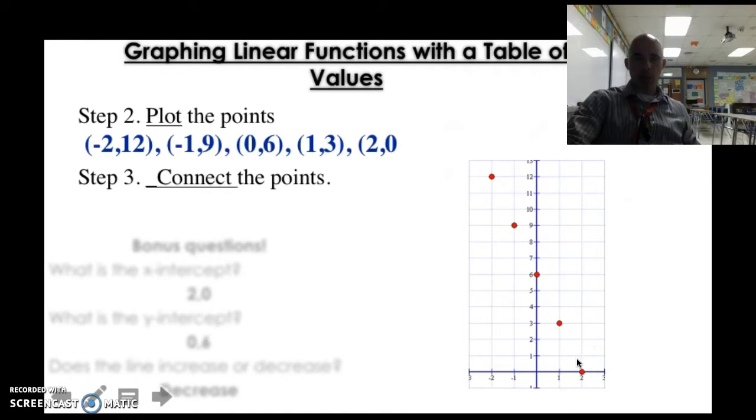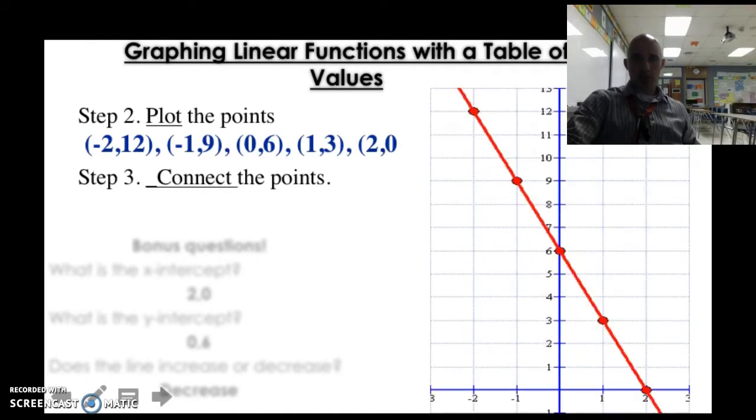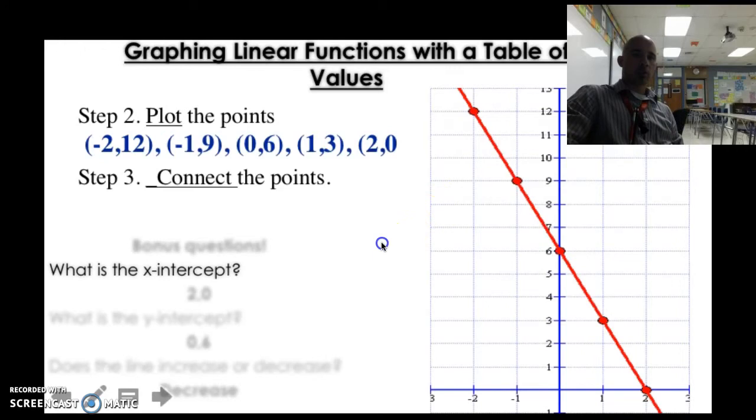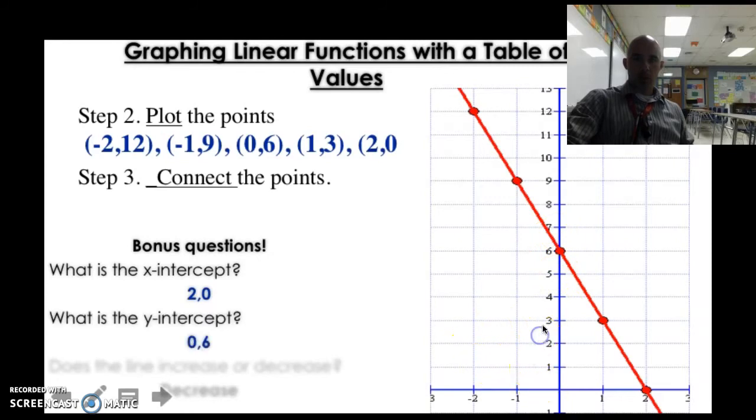Step number 3, connect those points. You have a nice line right there. And I gave you guys some bonus questions just to have some fun with. The x-intercept is where it crosses the x-axis, at 2, 0. Your y-intercept crosses the y-axis at 0, 6, sorry. And the line decreases.